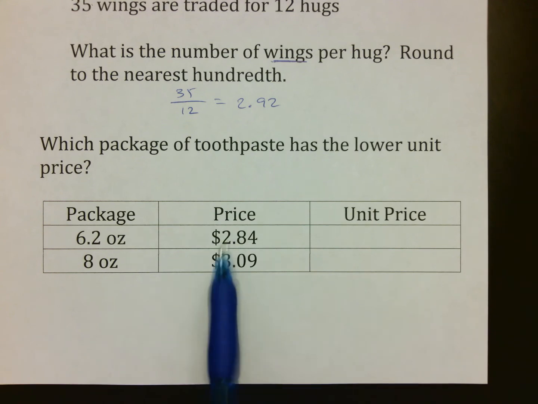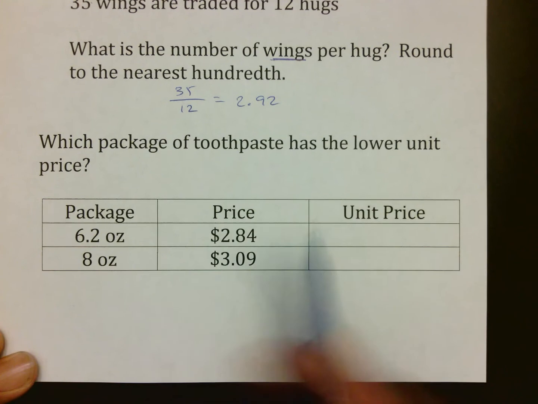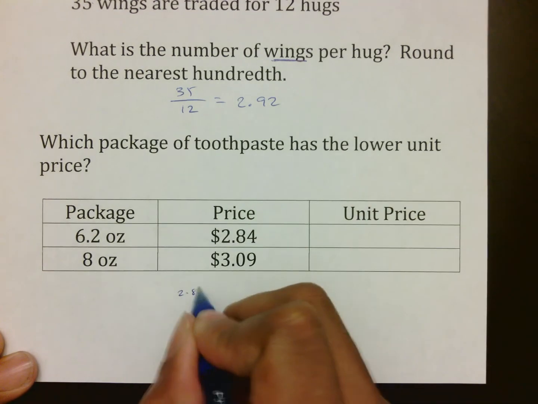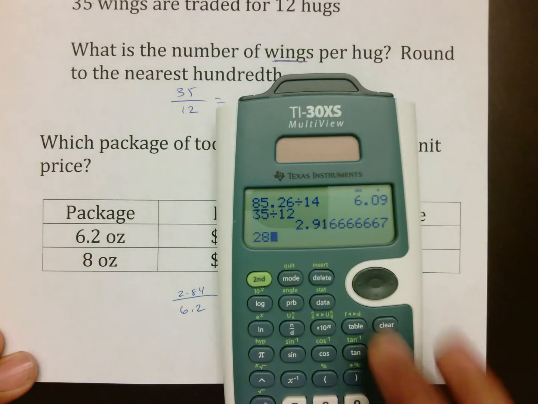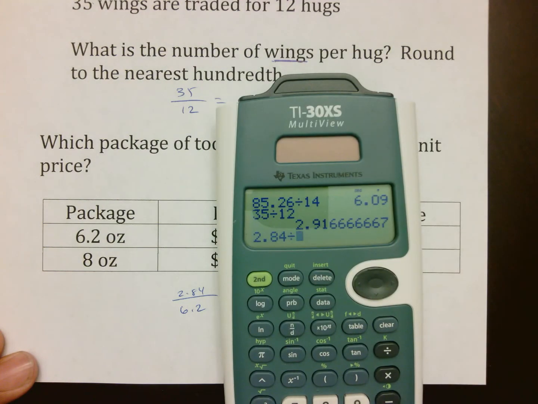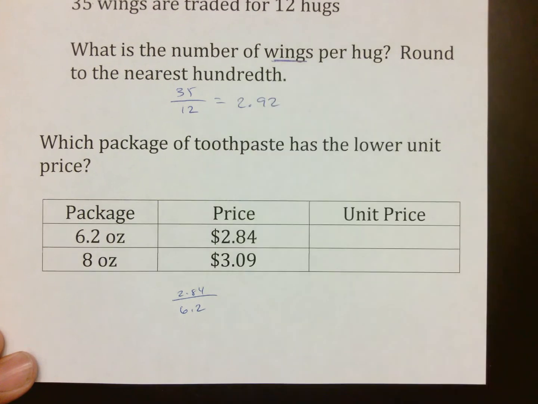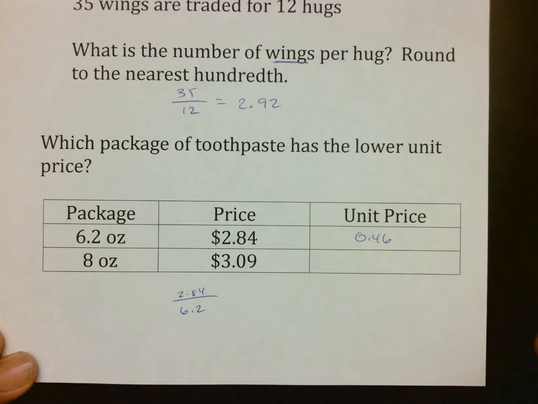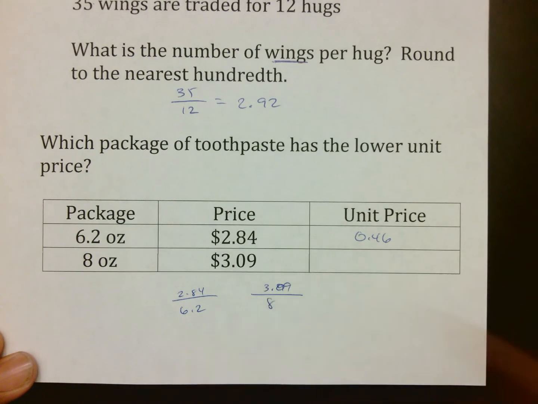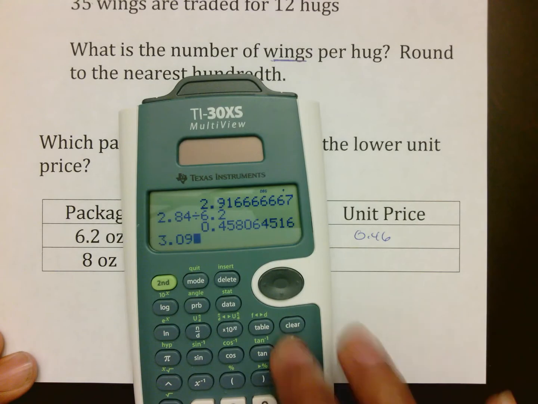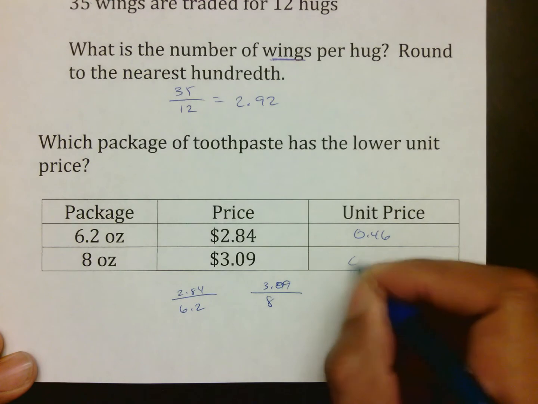But anyway, if you're talking about unit price, remember again, for unit price, that dollars typically goes on top. So we would do 2.84 divided by 6.2 to find the unit price, because it's dollars per. Which in terms of money is 46 cents, so 0.46. And then the other one is $3.09 divided by 8, which is 39 cents per.